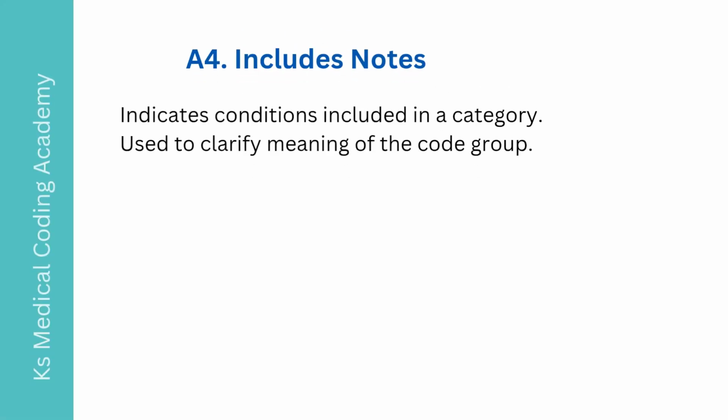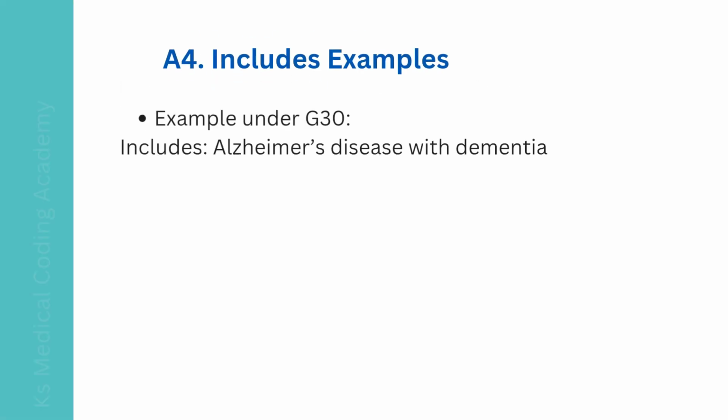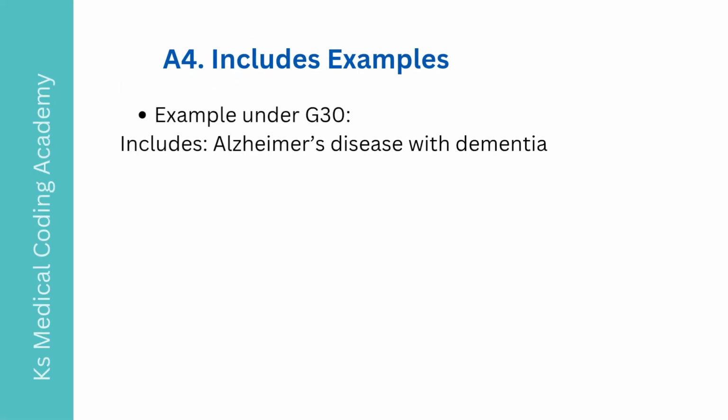Includes notes. Includes notes clarify what a category covers. They show conditions that are included within that code group and help you interpret the code's scope. Includes examples. For example, a category for Alzheimer's disease may include dementia as part of that code's meaning. Read includes notes to avoid over or undercoding.